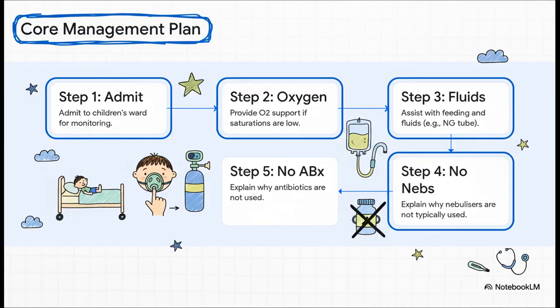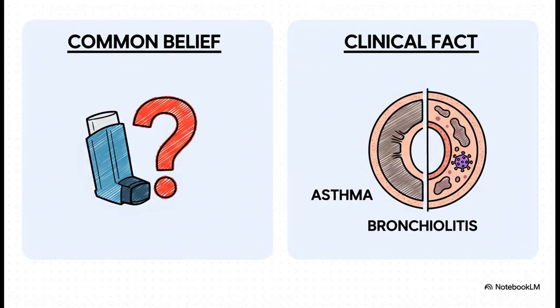Step 1, this child needs to be admitted to the children's ward, no question. Step 2, we're going to give supportive care. That means oxygen if their sats are low, and help with feeding, maybe with a little tube if they're just too breathless to drink. And then, and this is so important, you need to talk about the things you're not going to do.